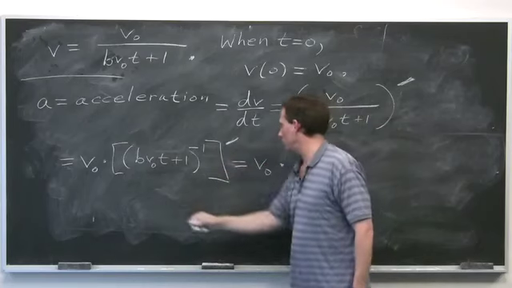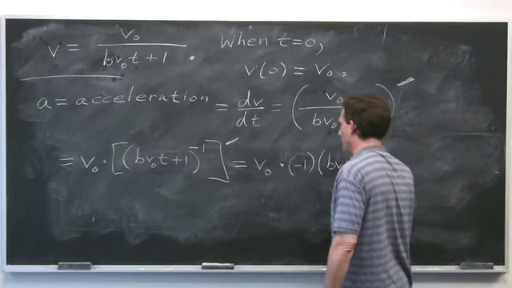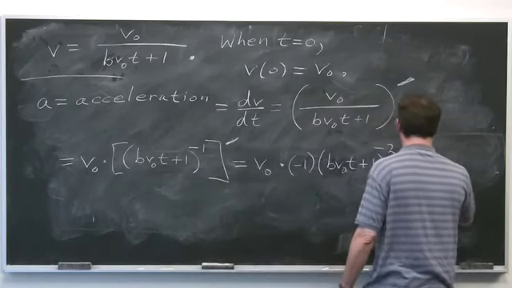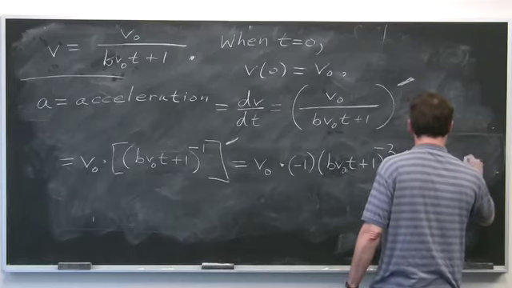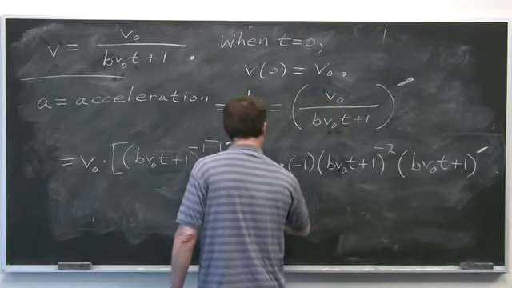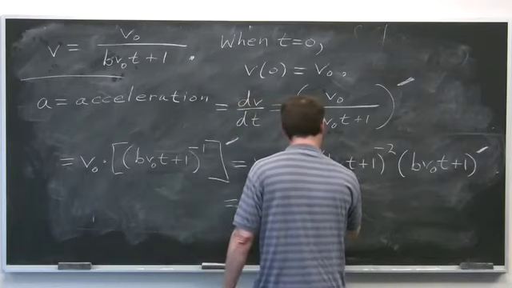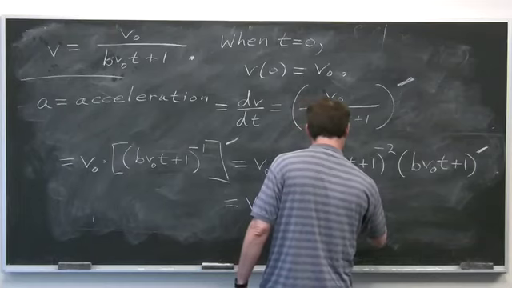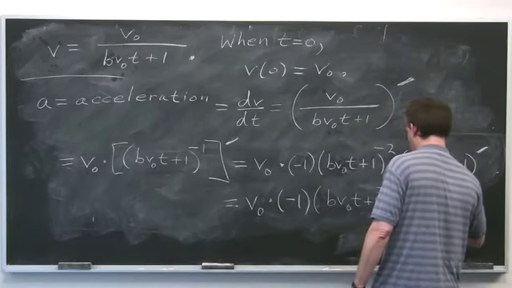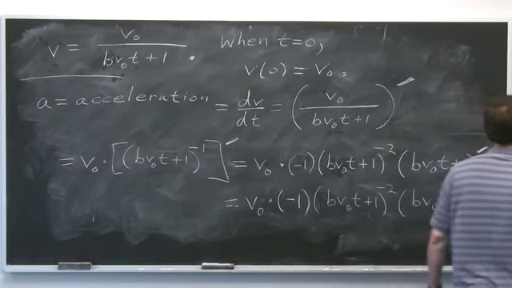So the power rule, the minus 1 comes down. You subtract 1 from the exponent, so you get minus 2. But then by the chain rule, you have to multiply times the derivative of the inside stuff. So again, times the derivative of b v naught t plus 1. So you get a v naught times minus 1 times a b v naught t plus 1 to the minus 2 times another b v naught. Okay.